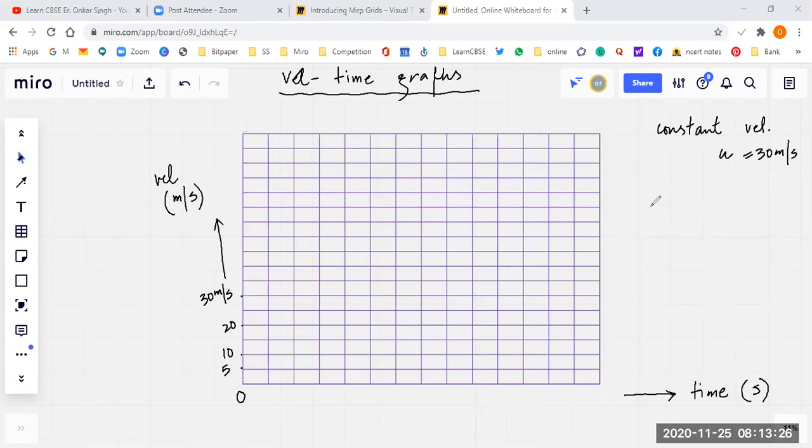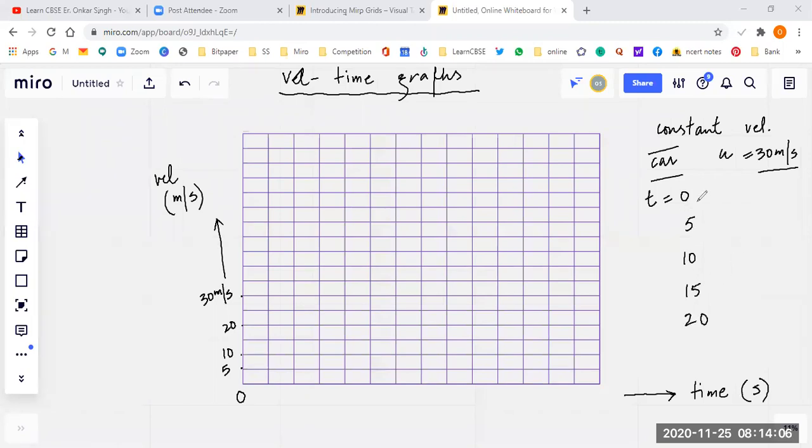So now, when the velocity is 30 meter per second, let us say this is a car, and there's a person sitting next to the driver. He is having a stopwatch. At any time he switches on the stopwatch, so at that time t is equal to 0. After that he takes the reading of the speedometer of the car. What is the velocity after 5 seconds, then 10 seconds, 15 seconds, 20 seconds?